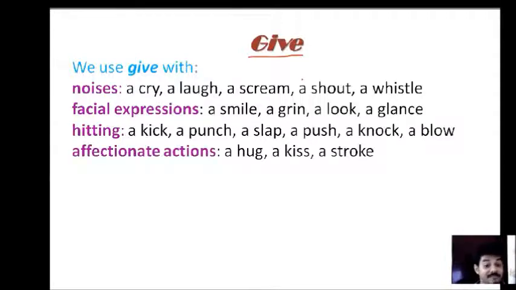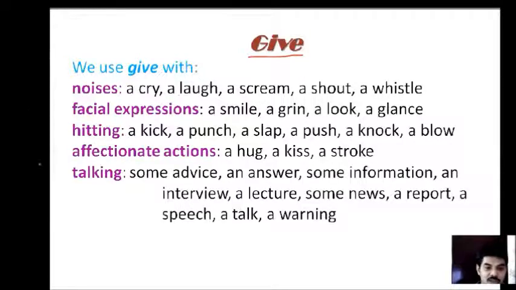There are also affectionate actions. It's very much essential to learn because give has so many different aspects, just like have. They can be used for a hug, a kiss, a stroke. So to share about affections, it's a very easy way to express your heart through these delexical verbs. It's also used for talking, like some advice and answer, some information and interview, etc. So how do they go?